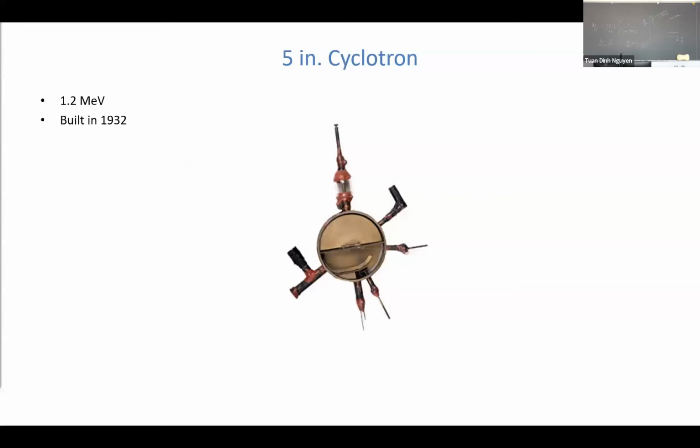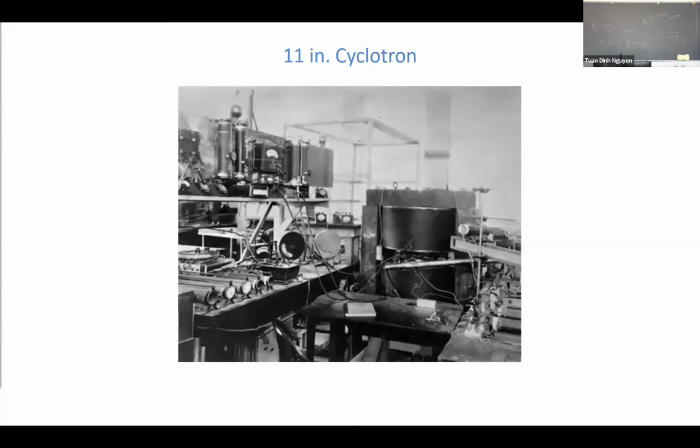The first cyclotron was 5 inches, basically the palm of your hand. It was built in 1932 and gave you 1.2 MeV already. Here's the lab where they built that. I think one of these magnets ended up elsewhere, but this is what it looked like. The experiment happens all inside the magnetic field. The magnetic field is assumed to be uniform, so the more uniform the magnetic field, the better.